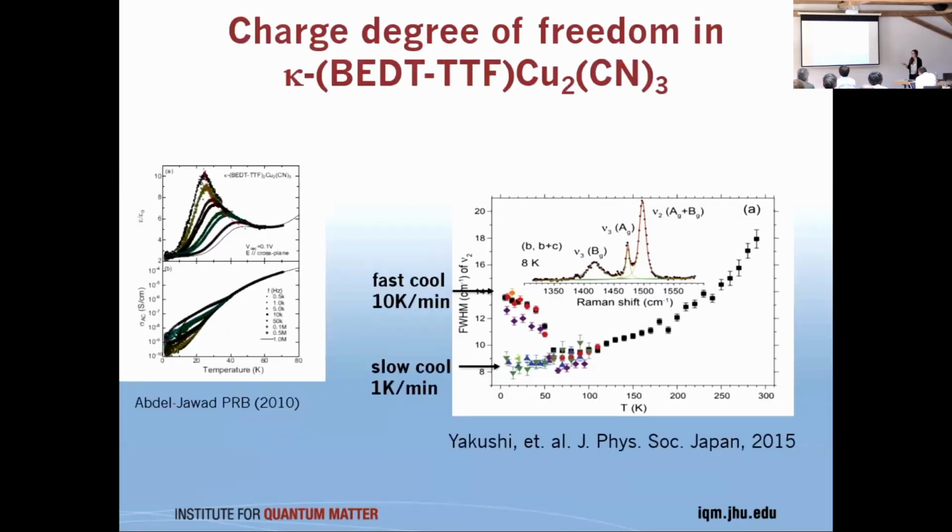Here is something I really want to touch on, and I'm really looking for feedback. I thought that everything was clear for this material, and then because of this ferroelectric response, there was a paper which bothered me a lot, from Professor Yukushi at Kyoto University from more than 10 years ago, where they looked at this charge sensitive mode for this material and claimed that they see a dependence on cooling rates.